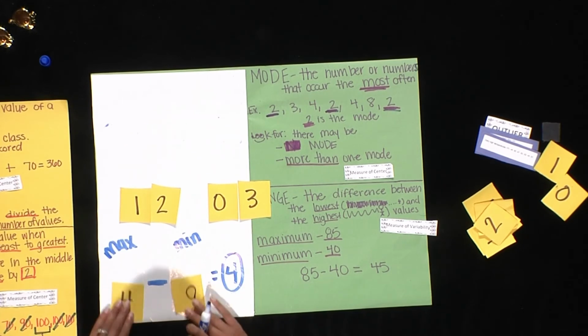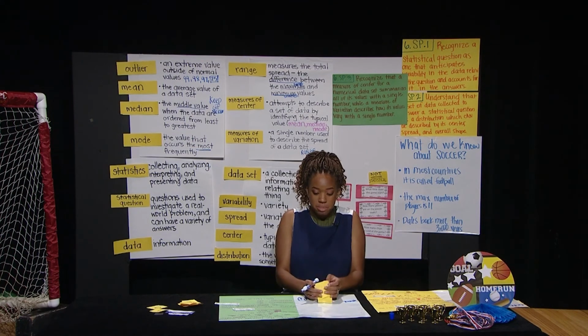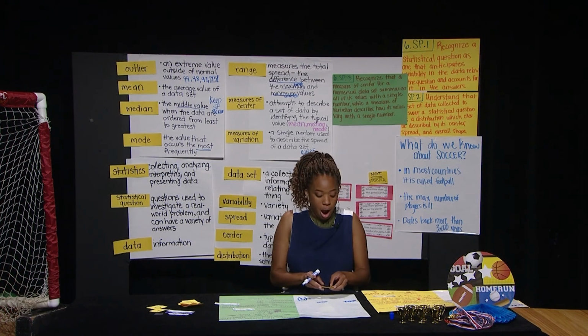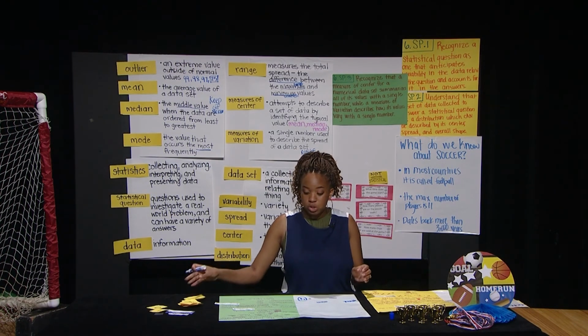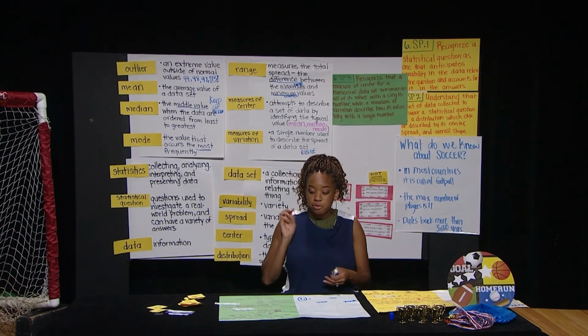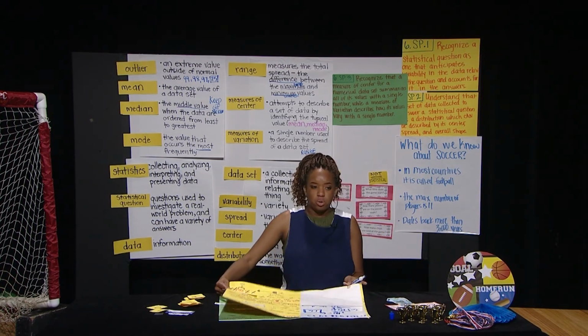Now, we've learned a lot of things. We've learned our minimum, our smallest, and our maximum, our highest. We've learned our measure of variability, which is range. We learned our 3 measures of center, mean, median, and mode.